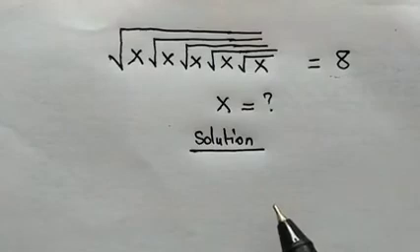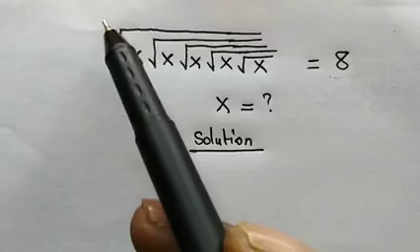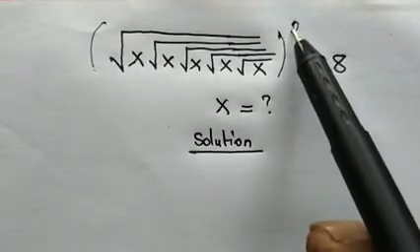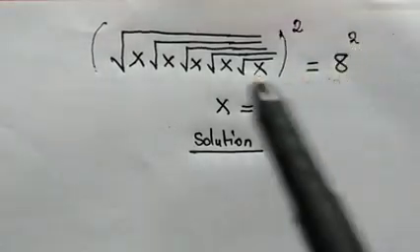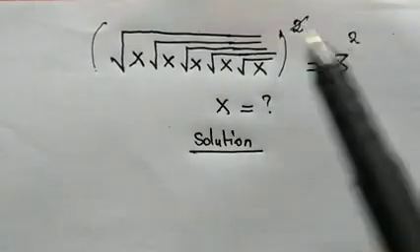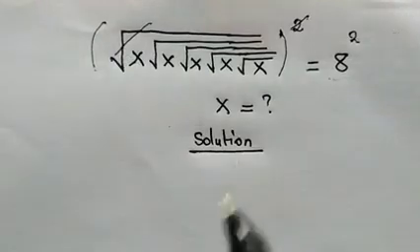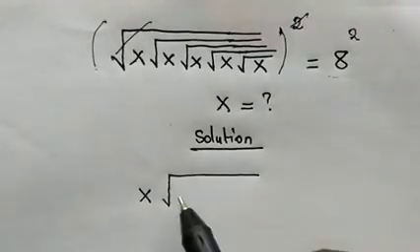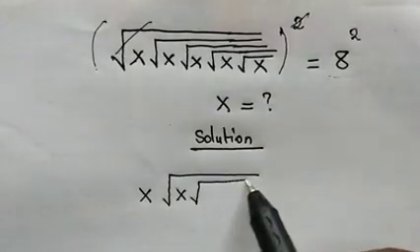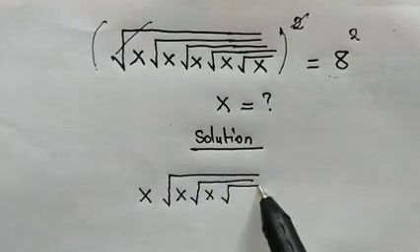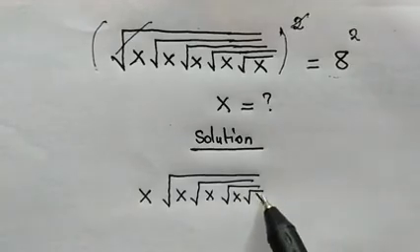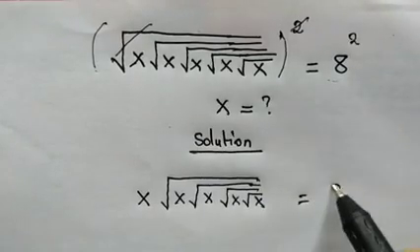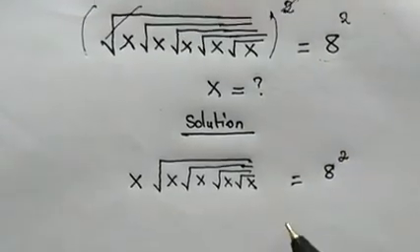So let's get started. Now the first thing to do is to square both sides of this equation, right? So we're going to square both sides. Okay, so you will see that the left hand side, this square here will cancel this first square root. Then we have x times the square root of x times the square root of x times the square root of x times the square root of x. So this is what we have at the left hand side. So we're going to leave 8 as 8 to the power of 2 at the right hand side.